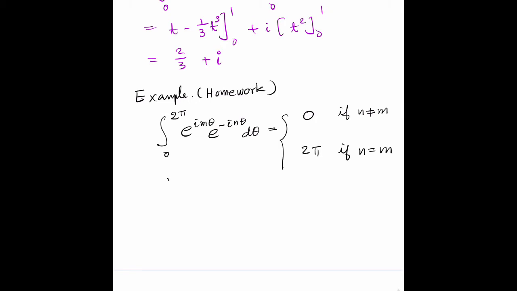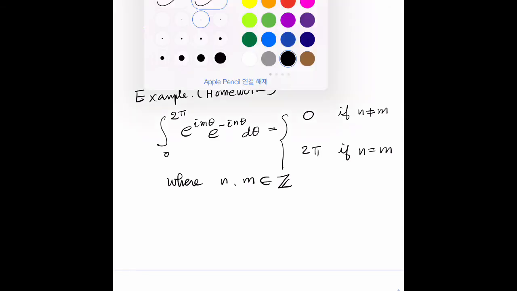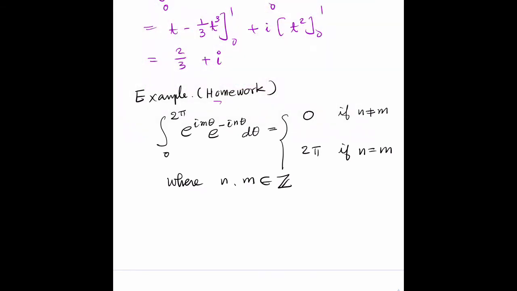Where m and n are integers in Z, okay? I want you to do this one as homework. You just expand it out, okay? So this is a very simple but very important property.